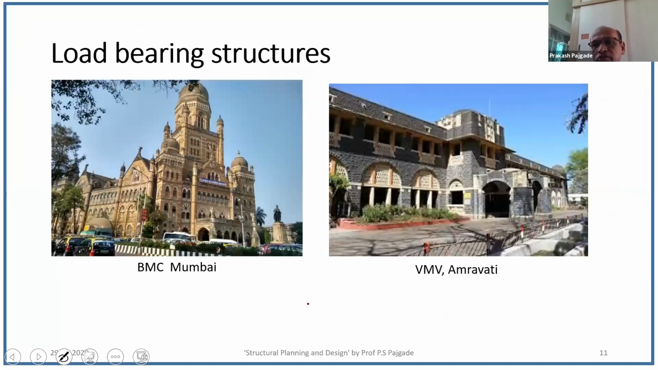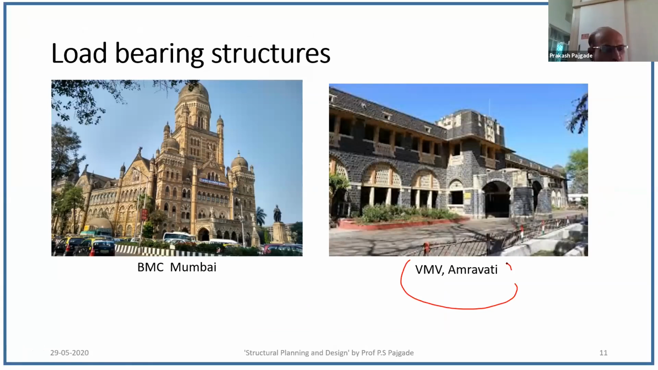This is BMC building at Mumbai, and this is our own example, BMB Amravati. I think it is more than 90 years old, still it is serving the purpose. Now, if we plan properly, then a load-bearing building can also serve the purpose.